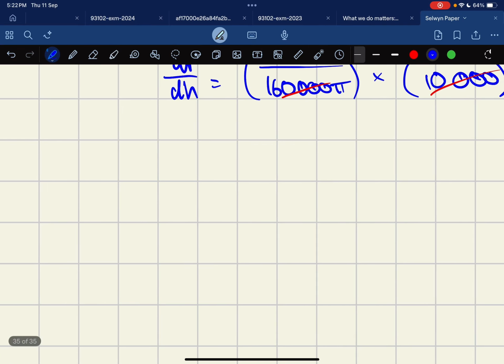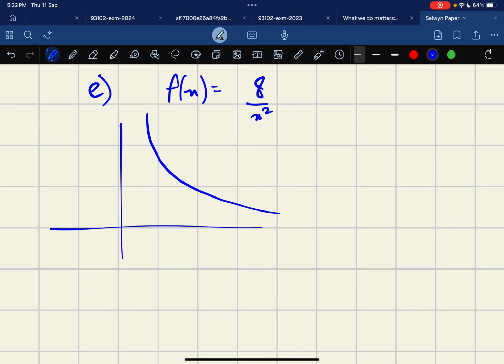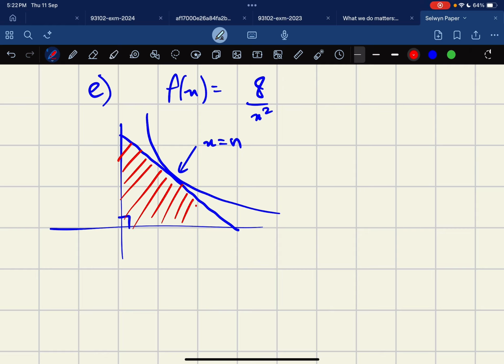Okay, part E. The function f of x is equal to 8 over x squared is shown. Give the area of the triangle made by the tangent to the curve at x equals n and the 2 axes. So it kind of looks like this. So this point is x equals n, and they want you to find the area of this triangle that is enclosed by that tangent equation there.